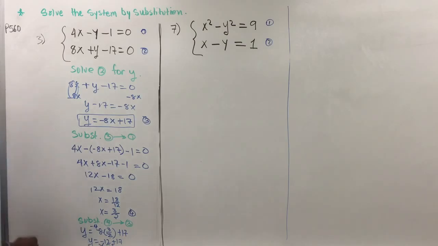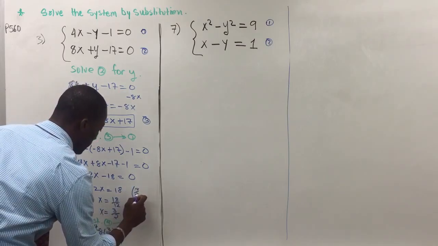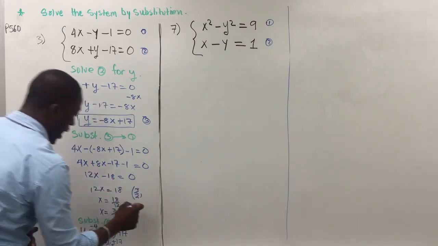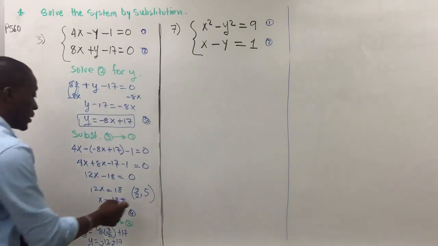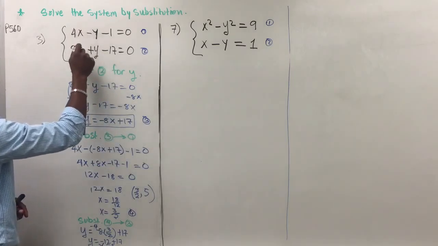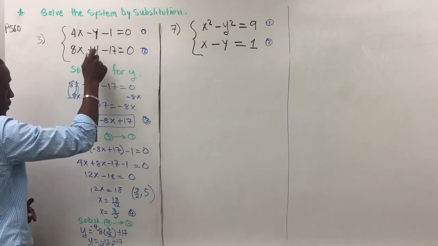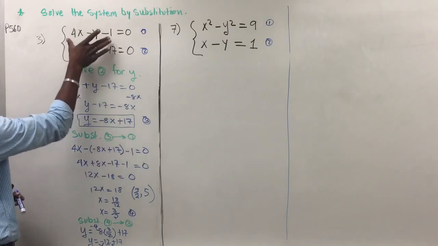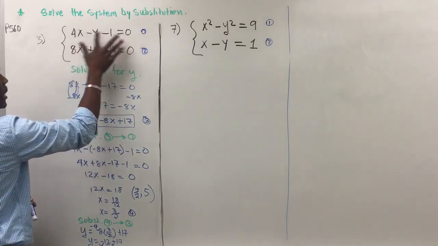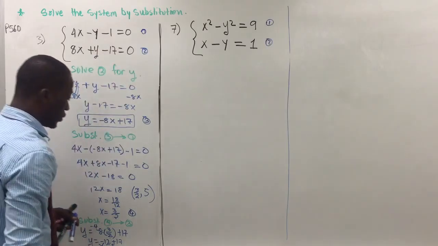So when x equals 3/2, comma, then we'll have 5 for the y value. When you actually plug this in, you would find 4 times 3/2, 8 times 3/2, minus 5, plus 5, minus 1, minus 17. When you evaluate all this, each side will equal 0.